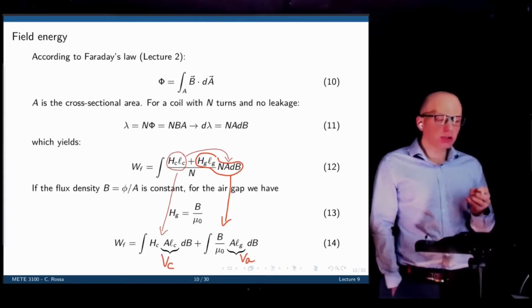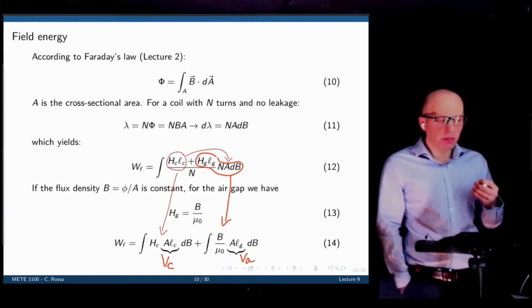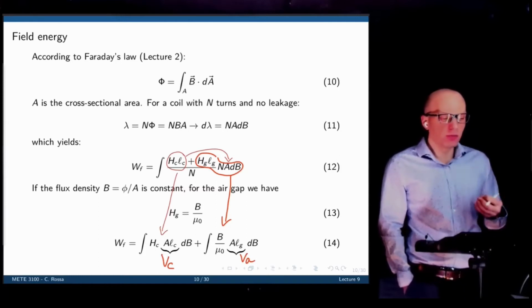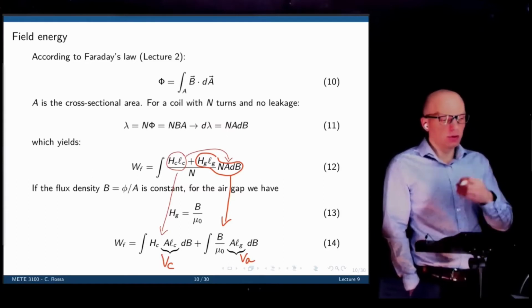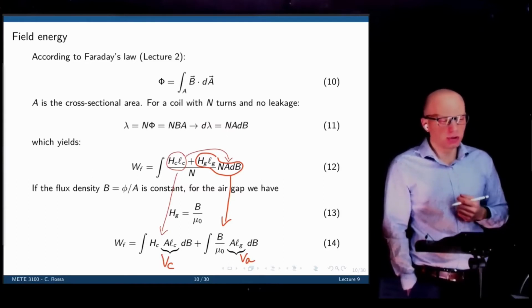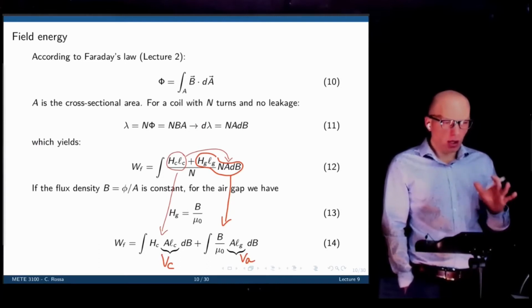So now the energy stored in the core and in the air gap will depend on the volume of the air gap, the volume of the core, and also on the intensity of the magnetic field that is established in each of them. Okay? Any questions here?